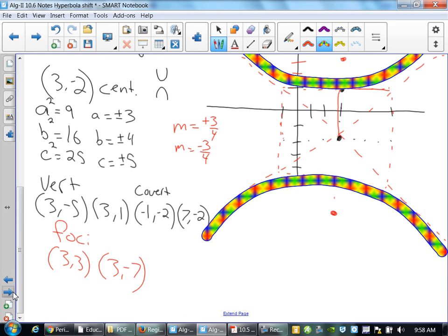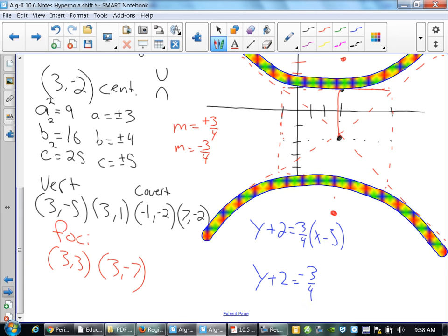Last part, we're going to write the equation of the line. There's my slopes. What point am I going to use? The center, very good. I'm going to use (3, -2). So one of them will be y plus 2 equals 3/4 x minus 3. Why is it y plus 2? Because it's y minus a negative 2.